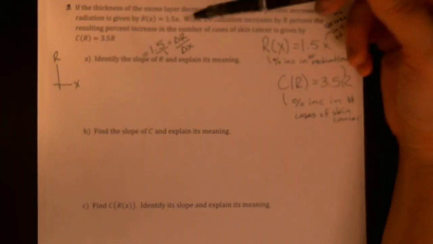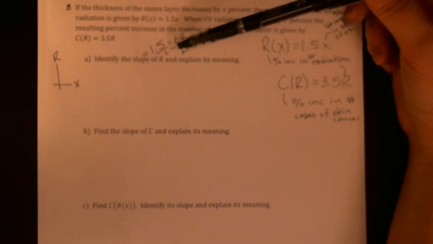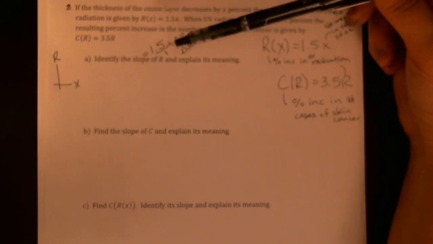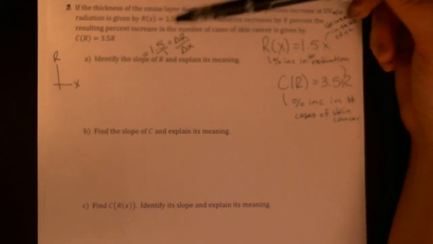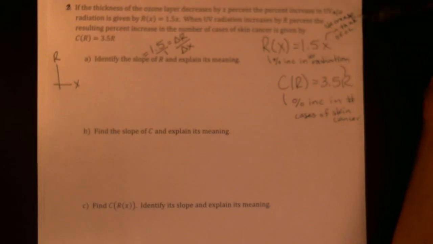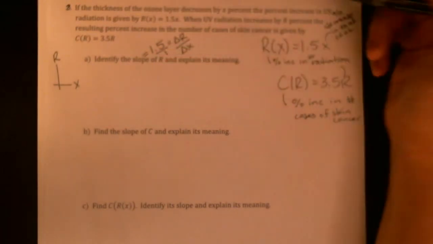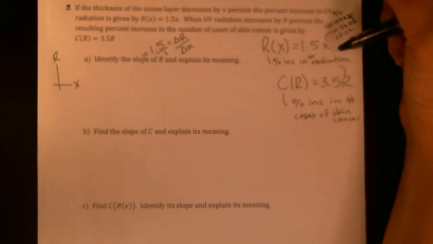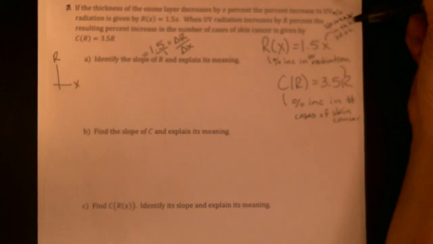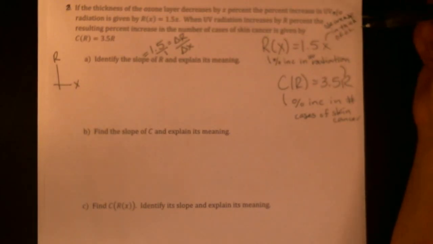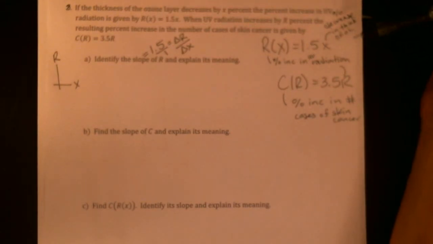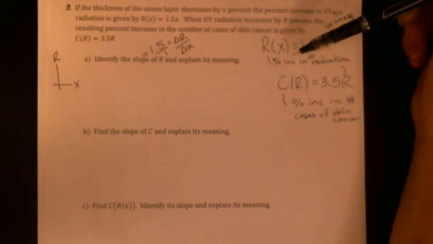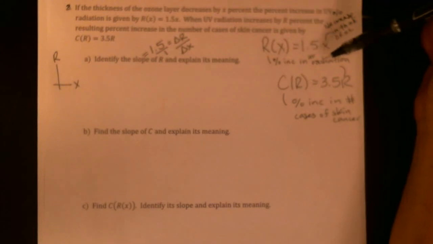which one is X? The thickness of the ozone layer decreases by 1%, then there will be a 1.5% increase in UV radiation. And that one messes with people sometimes because it's a positive one, but X was defined to be decrease. X is the decrease. So if X equals 1, that's a 1% decrease. Okay, so again, if the thickness of the ozone layer decreases by 1%, there will be a 1.5% increase in UV radiation.